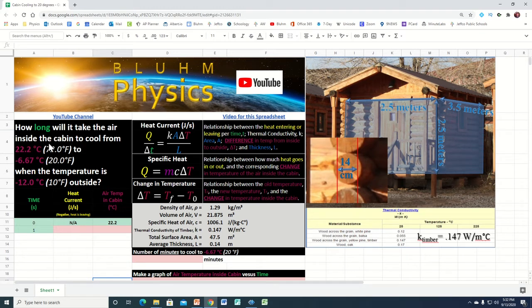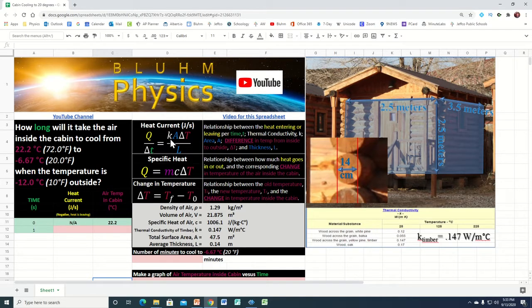Let's say that inside the cabin currently, with the heater on, it was 72 degrees Fahrenheit, nice room temperature. But I wanted to figure out how long it would take for the cabin to cool down to 20 degrees Fahrenheit when it was 10 degrees Fahrenheit outside. So this problem involves two big areas of thermodynamics. One is heat current.